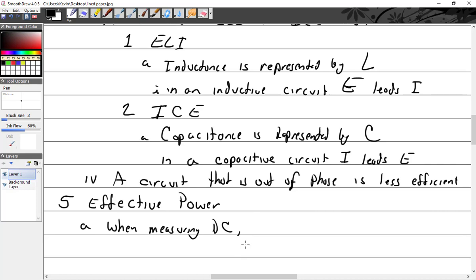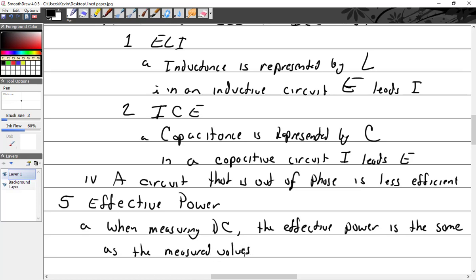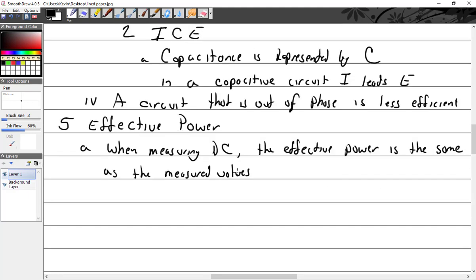So we did Ohm's law, and then we did P, and P was always just I times E. There's power, right? So we got the power. So in DC, the effective power is the same as the measured values, and it was not a problem. In AC, it's quite different.